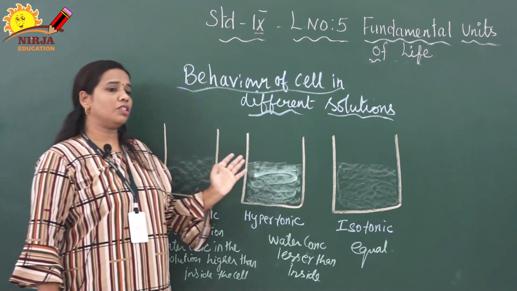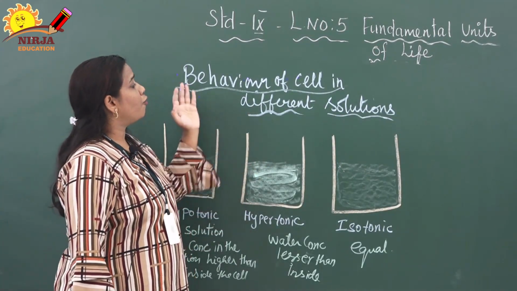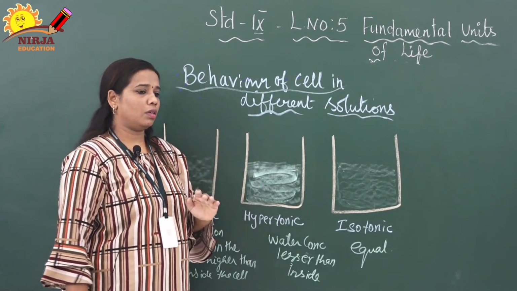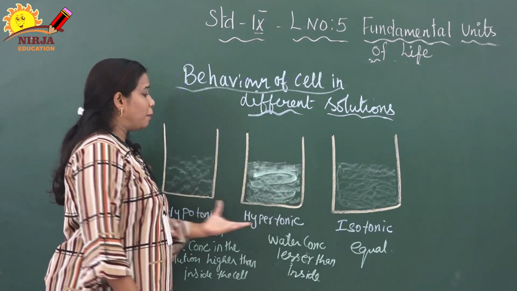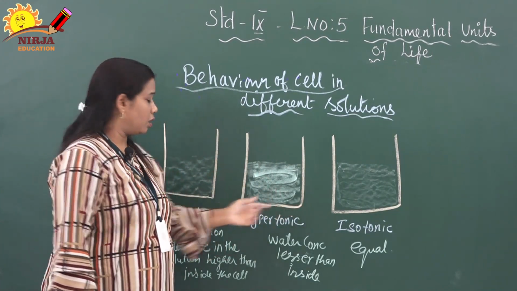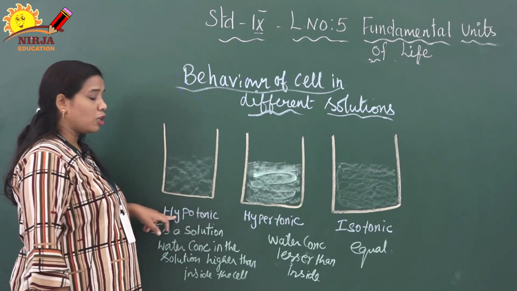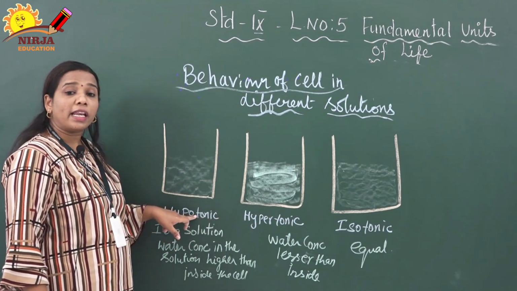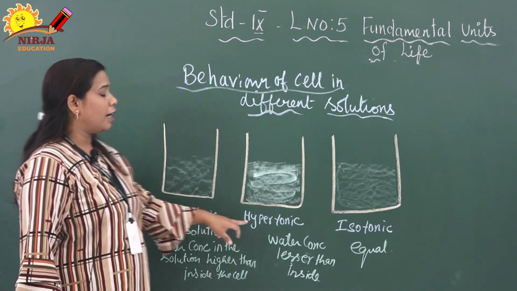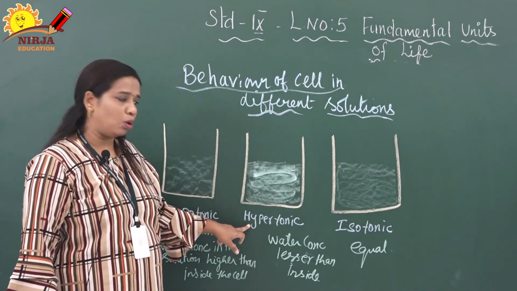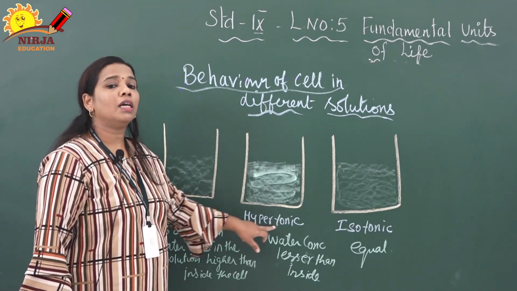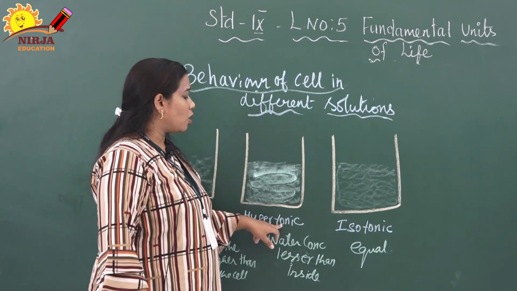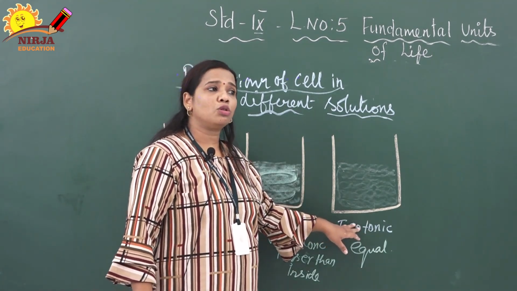Now let us look at the cell in different solutions. Now we are going to learn, children, the behavior of cells in different solutions. So we are preparing 3 different kinds of solution. One is called a hypotonic solution, HYPO, hypotonic. Another one is the hypertonic solution, HYPER, hypertonic. The third solution is the isotonic solution.